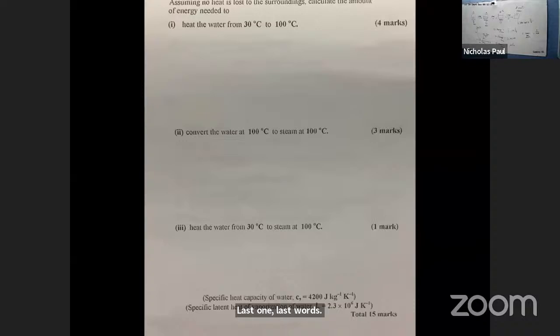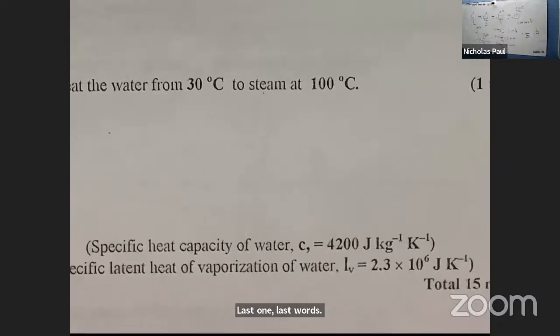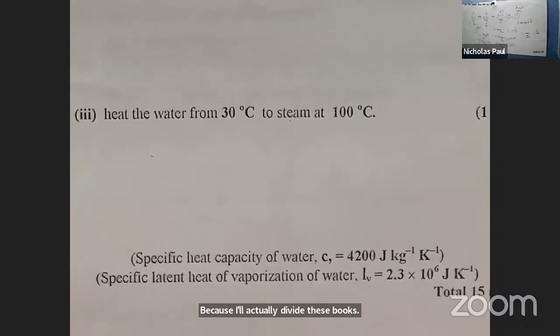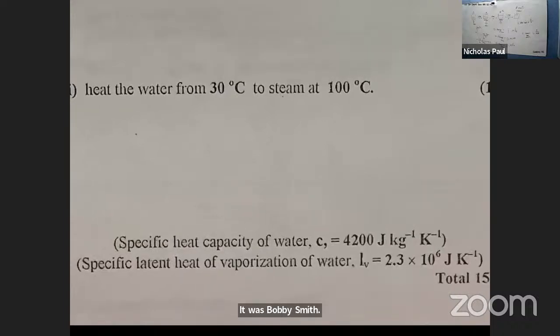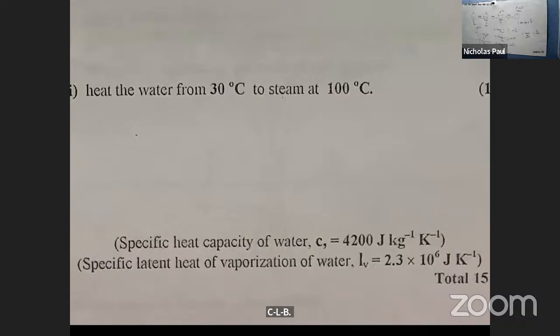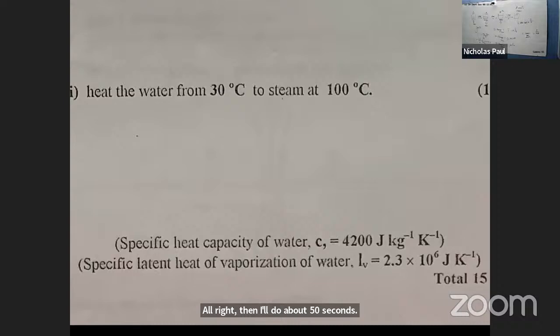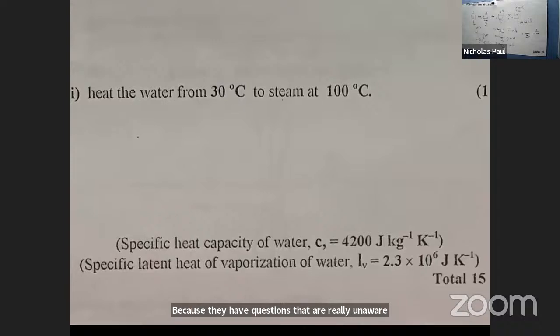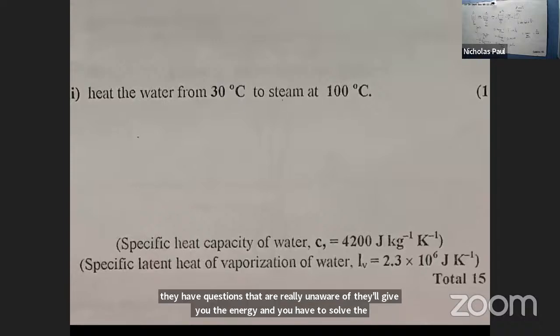Oh wait, they can't do this one here, because I'll show you the values first. Write those values, please. Write the values and put them there. c, Lf. Write those values down, c and Lv. Right, then I'll go back to the top. Please learn that value for c, because there are questions that'll give you the other way around. They'll give you the energy and you have to solve for c. So it's good if you know what the value looks like.